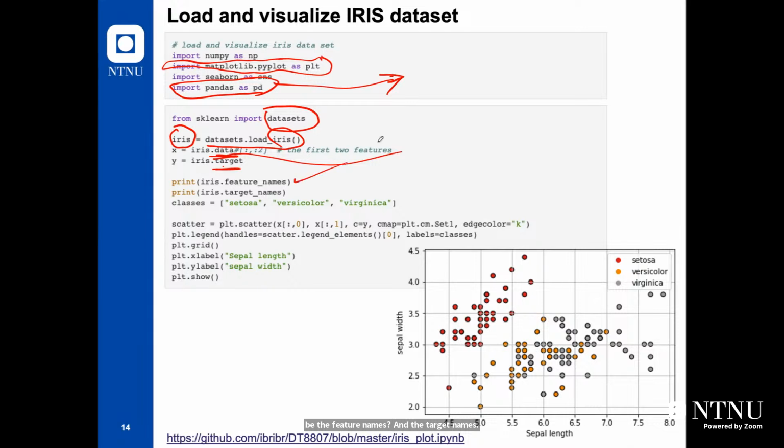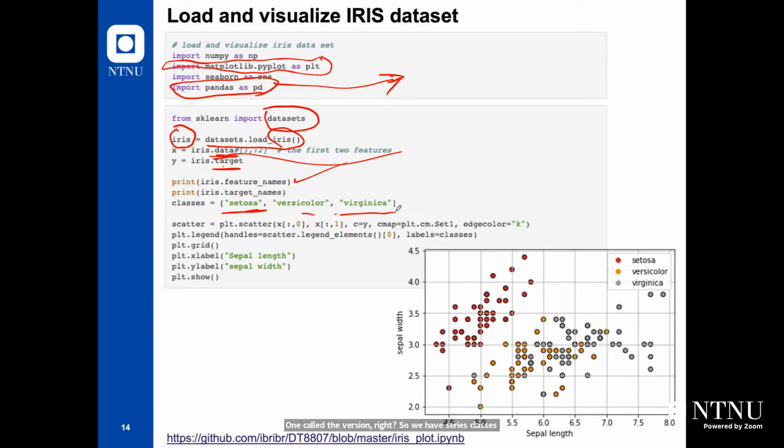No, not this one. So target names, it's Setosa, Versicolor. We have three classes. One called Setosa, one called Versicolor, one called Virginica, right? So we have three classes.